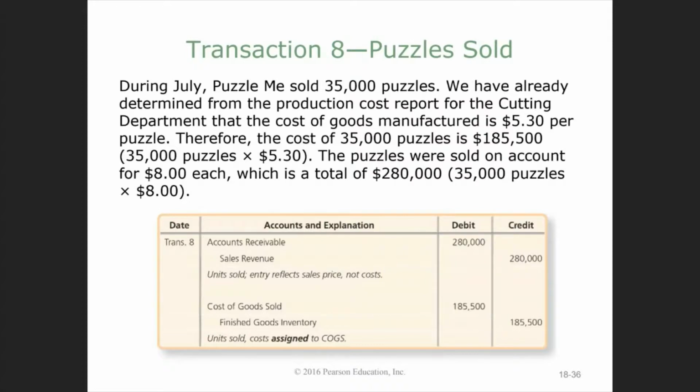So if we had a question on this one that asked us how much profit did they make on the puzzles, how would you calculate that? We want to know how much did we make off of these puzzles. So we take revenue minus expenses, revenue minus cost. So we know that we sold them for $8 each.